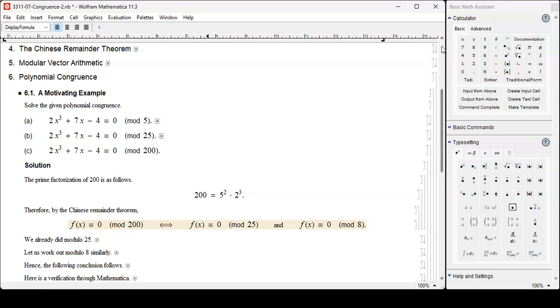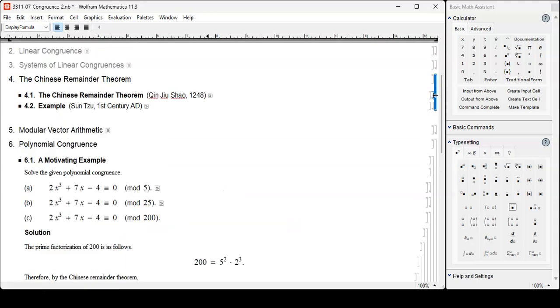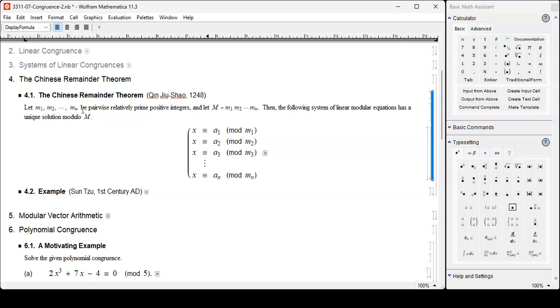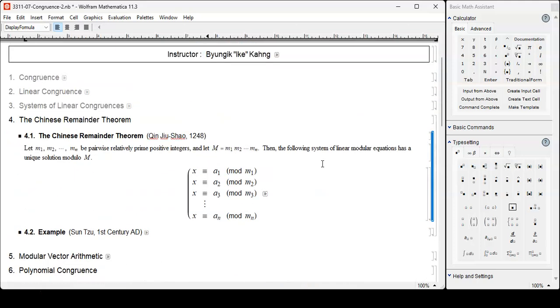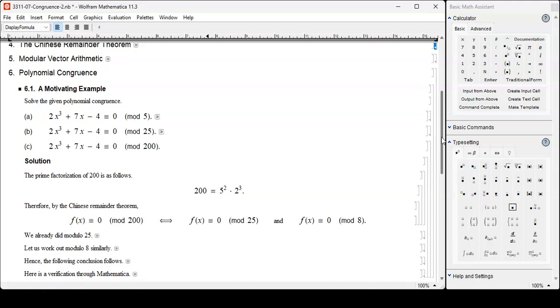Remember? Chinese remainder theorem goes like this. We have to have pairwise relatively prime moduli. Yes, we have 25 and 8. They are relatively prime. And then a_i are all 0. Capital M is the product of them all. So we're in precisely the same setting as the Chinese remainder theorem. So we reduce one complicated problem into two easier problems.